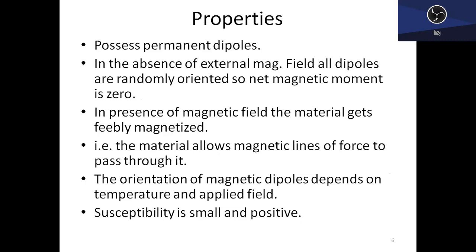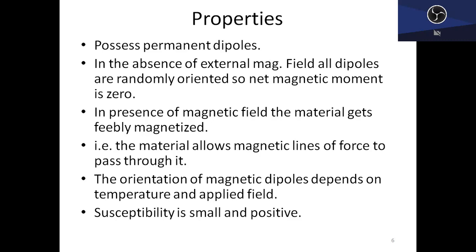The next important classification that we are dealing with is paramagnetic materials. How is this magnetic material different from the diamagnetic material? They possess permanent dipoles, compared with the diamagnetic material. In diamagnetic material, you do not find permanent dipoles. Here you have permanent dipoles, and in the absence of an external magnetic field, all the dipoles are randomly oriented. I will show you the diagram of what dipoles look like. So the net magnetic moment will be 0. Now how it will be, I will show you a schematic diagram.